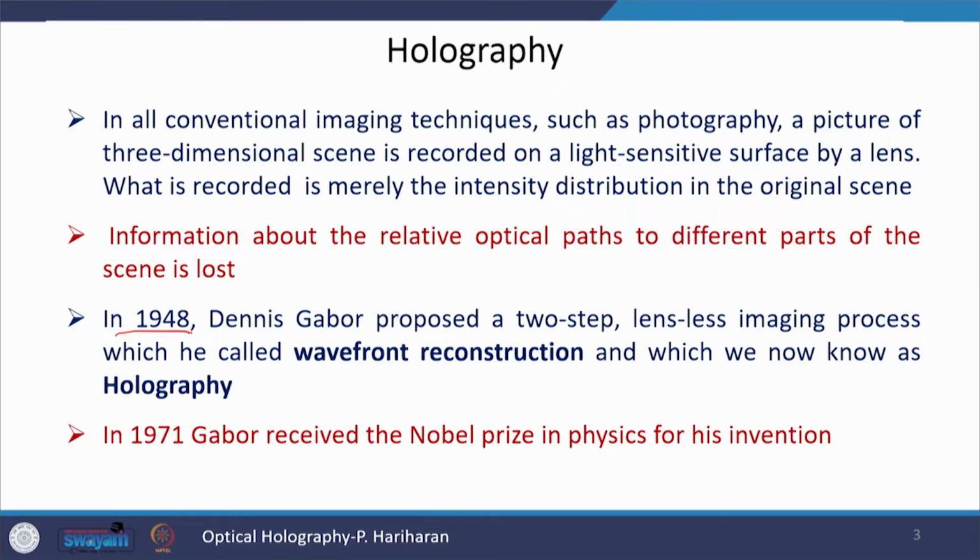But in 1948, a scientist, Denis Gabor, realized this, and he proposed a 2-step lensless imaging process, which he called wavefront reconstruction, and which we now know as holography. And in 1971, Gabor received the Nobel Prize in Physics for his invention. Now, you can realize how important this technique is.